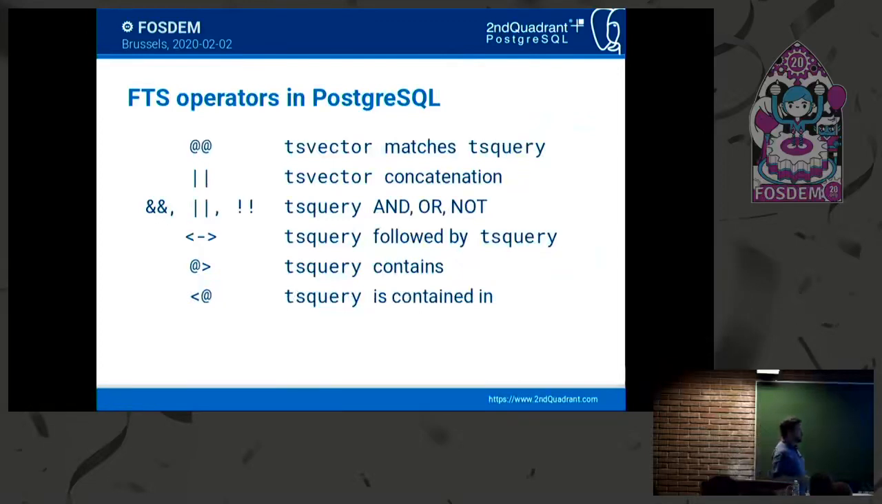So the operator types that we have for full text search are the double @ sign, which means TS vector matches TS query on the other side, and you can also turn it around and you can make it TS query matches TS vector. It works both ways. We have TS vector concatenation, and for TS queries we have these operators and, or, and not that help you formulate your query. We also have the followed by operator, which means that TS query 1 must be followed by TS query 2, and that's a way to define order in your search, word order. We also have contains and contained in.